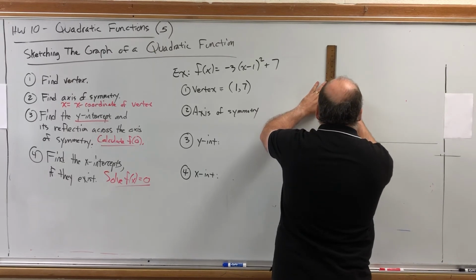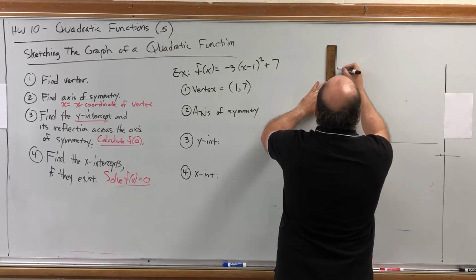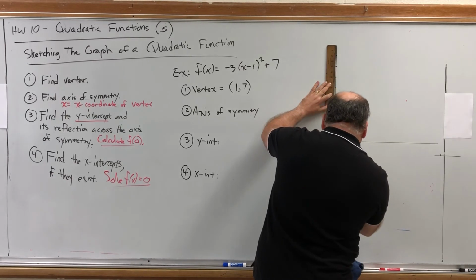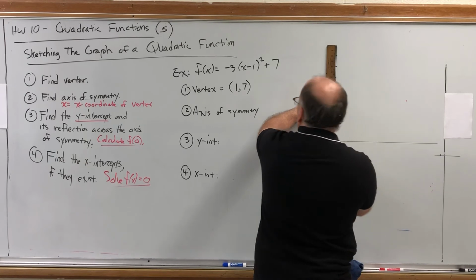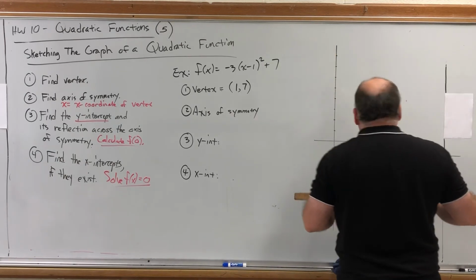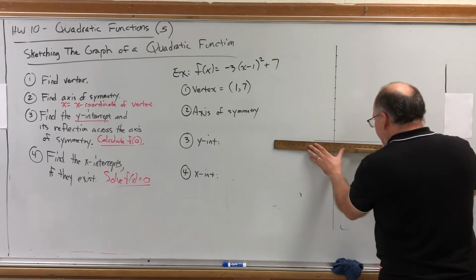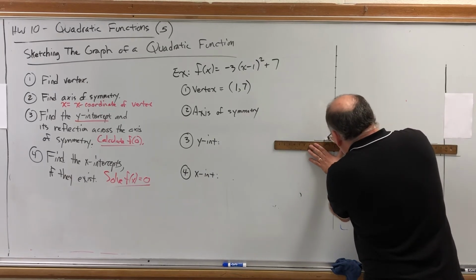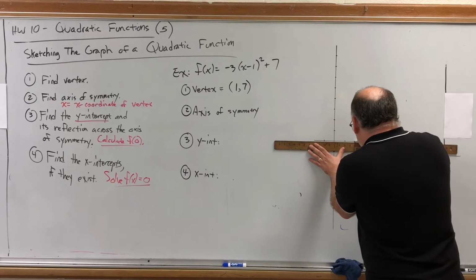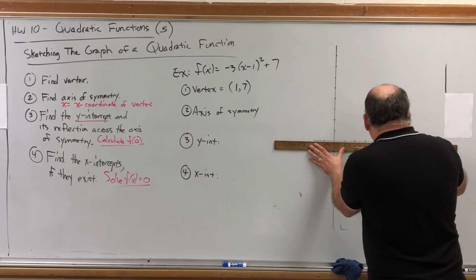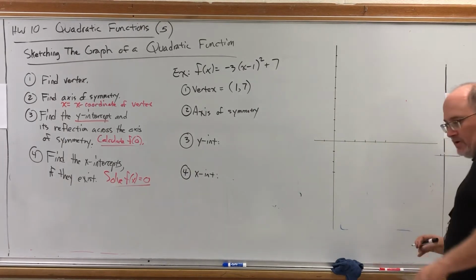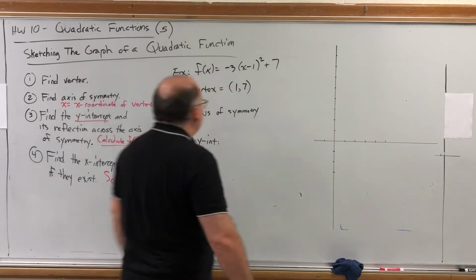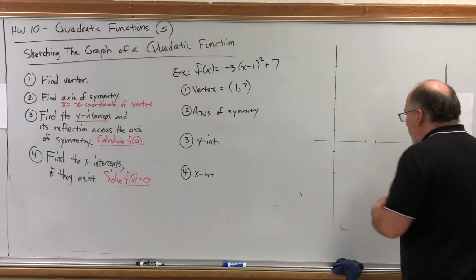2, 3, 4, 6, 7, 8. Might need to go down here a little bit. Actually, we won't. And for the x's, we don't need to go very far left. In fact, we won't go left at all. And then 1, 2, 3, 4, 5. That should do. Okay. So let's start by plotting the vertex, which is over 1 and up 7.